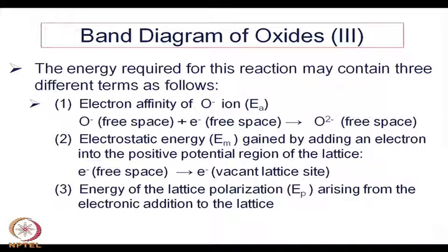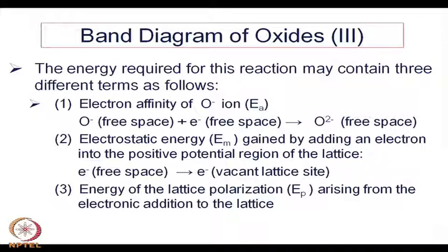Then it can be written as O minus in free space and also an electron in the free space. That means a singular oxygen ion is there and a singular electron is there. When we are adding them together, what is the energy change, EA, and finally O2 minus, which is also in the free space. It is not hindered by any other interaction of the surroundings.